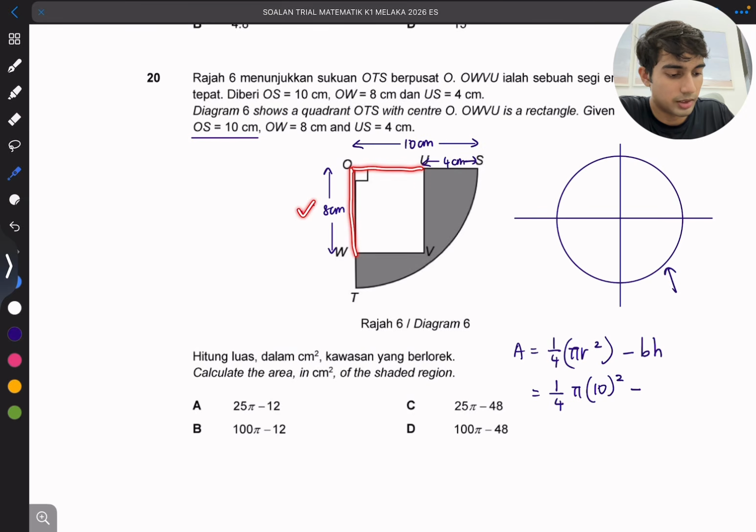We have the height, but we don't have the base. So the base would be 10 cm minus 4 cm. So 10 minus 4 is 6. So 6 is the base, height is 8. Then we solve this. So 10 square is 100. 100 divided by 4 is 25. So we get 25 pi. 6 times 8 is 48.